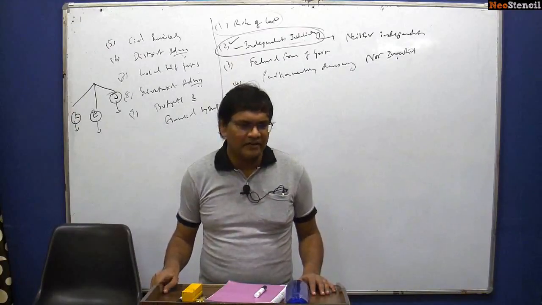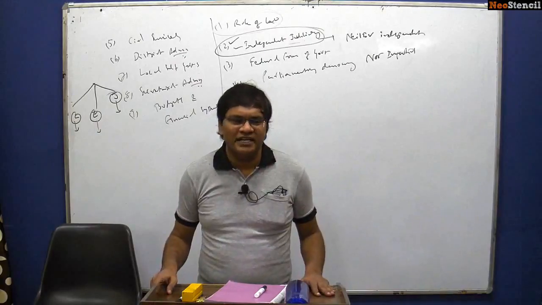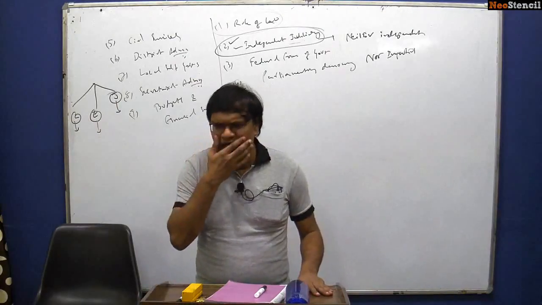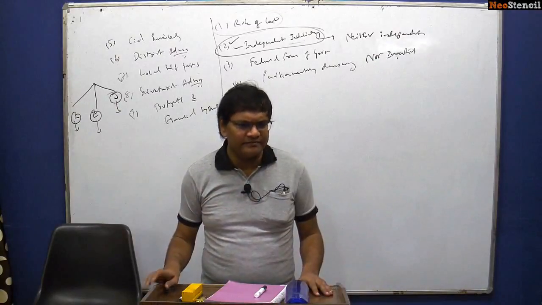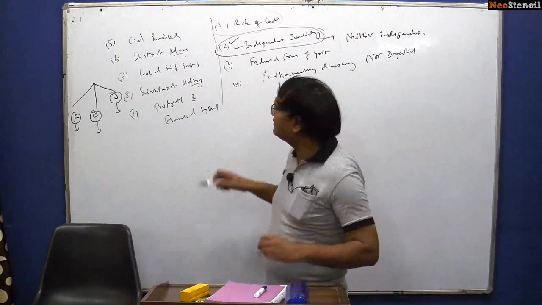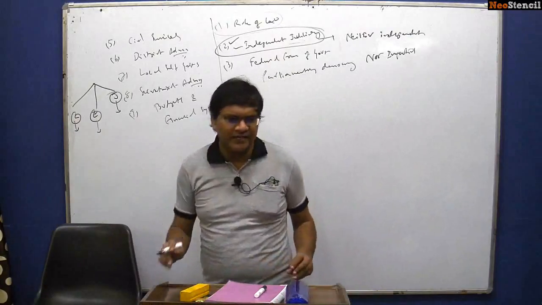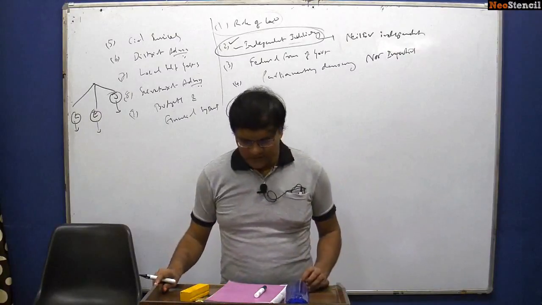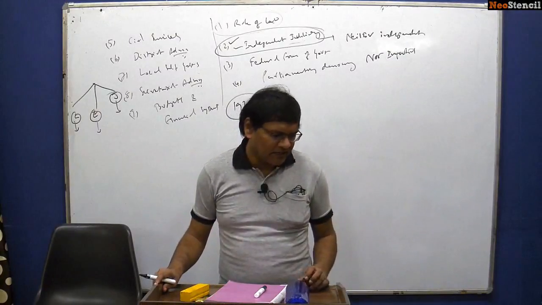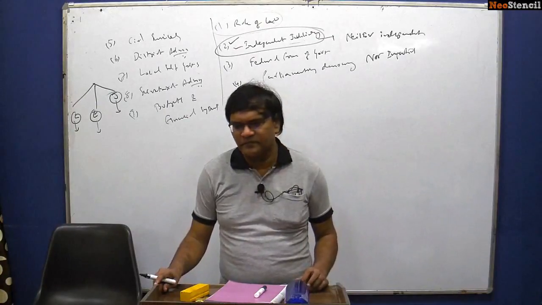They divided the country into various provinces. Then what did they do? The 1935 Government of India Act had for the first time introduced true federalism in India. It introduced a federal form of government in India. How?